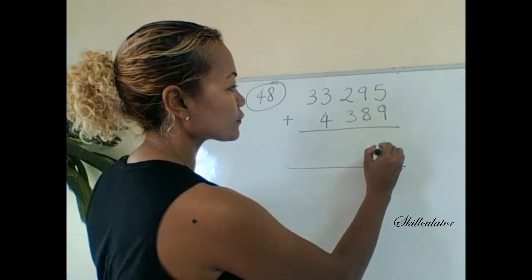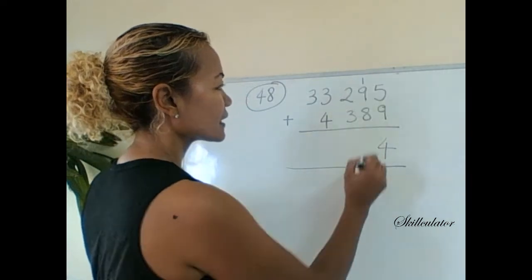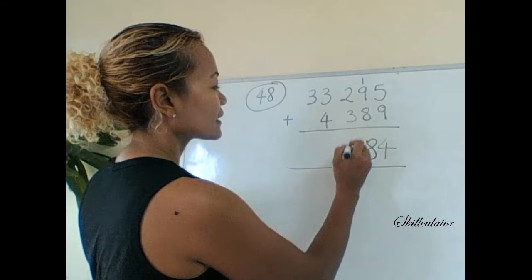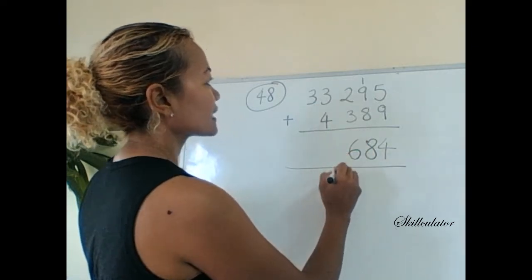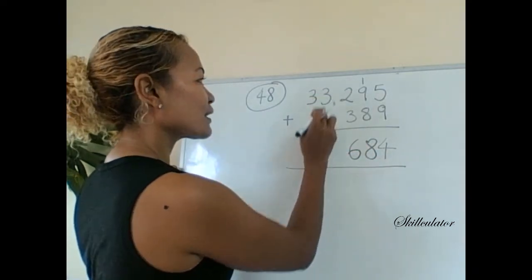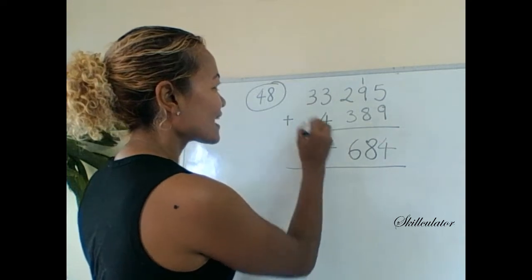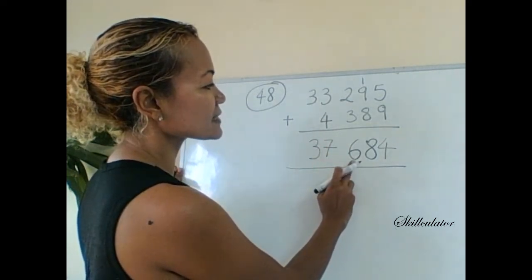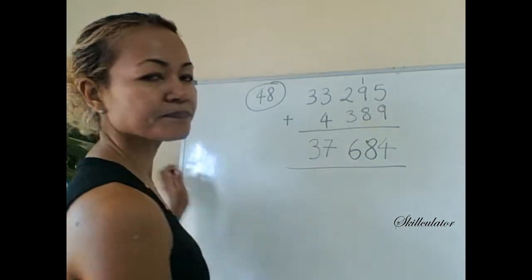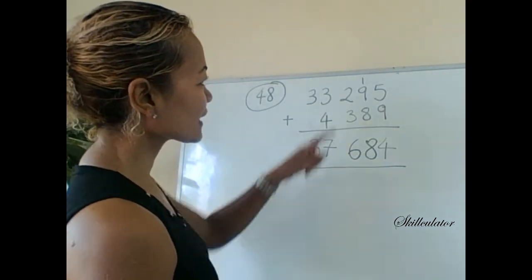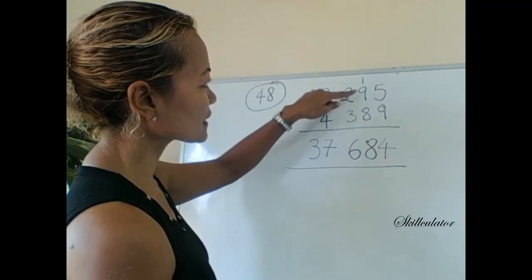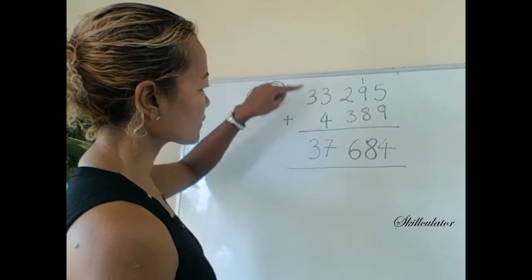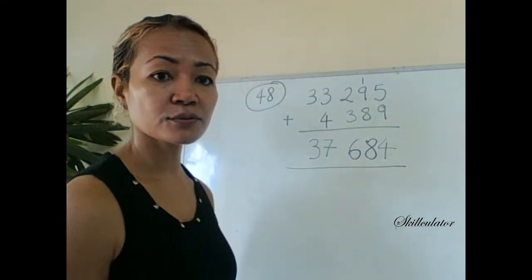5 plus 9, 14. 4 carry 1. That gives you 18. Carry 1. That gives you 6. Don't carry 1. 3 and 4 is 7. And 3 plus 0 is 3. 37,684. Check that again. 4 carry 1. 18 carry 1. 6, 7, 3. Always good to check your answers.